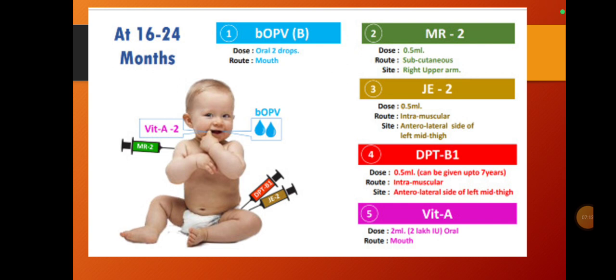And here the DPT B1 means DPT booster dose, that is DPT booster first dose.